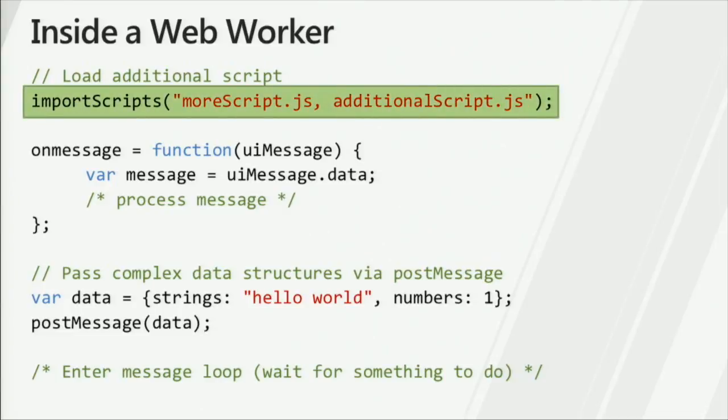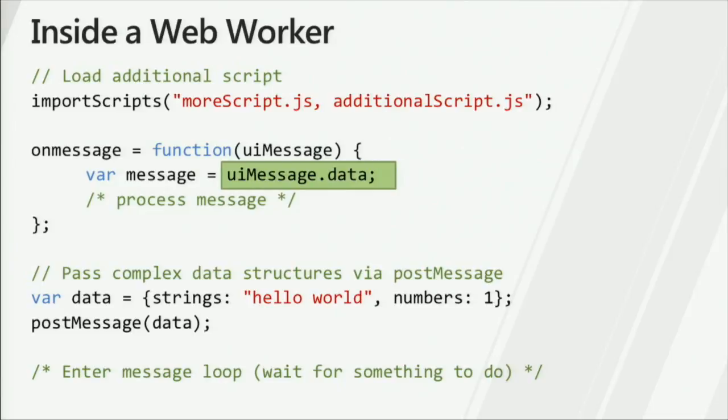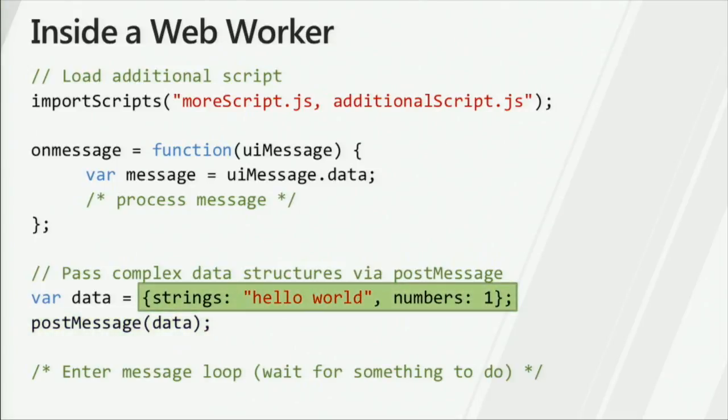On the inside of a worker, the code parallels what we've just seen. One difference is a new API called importScripts, which allows the web worker to load additional dependent JavaScript files before continuing execution. As before, a message event handler is assigned, and the data property of that event contains the payload. The postMessage API is used to send messages back to the UI thread. Note that the messages are not required to be simple strings. In this case, an object with properties is sent. Finally, the web worker enters into a message loop, waiting to process new messages as they arrive by way of the message event handler.